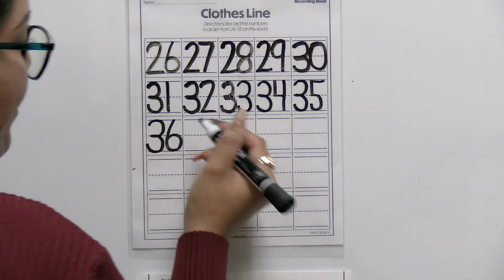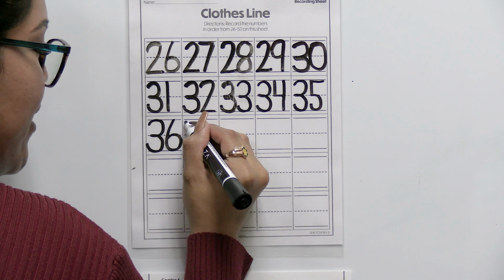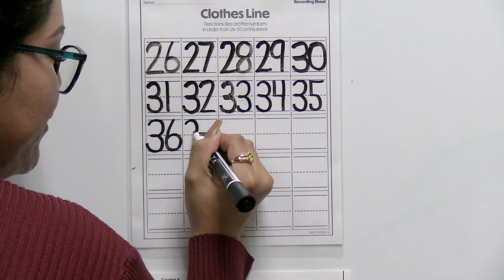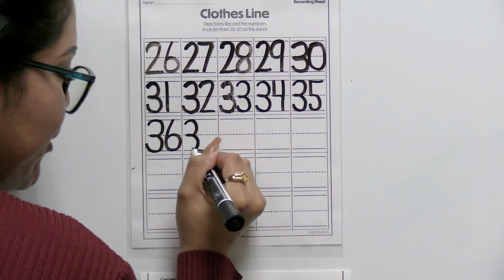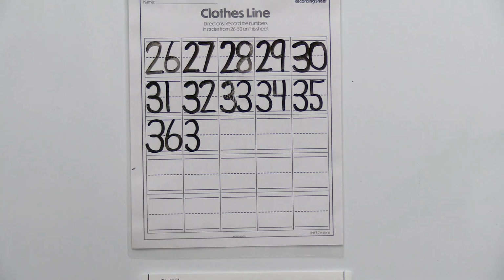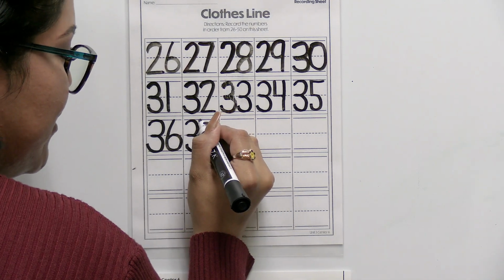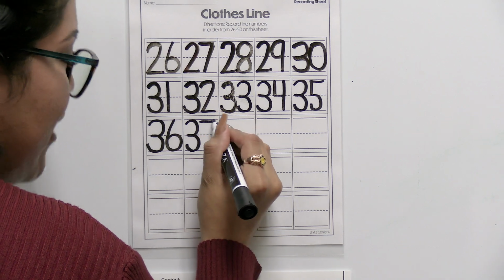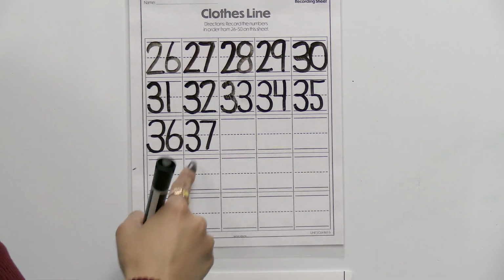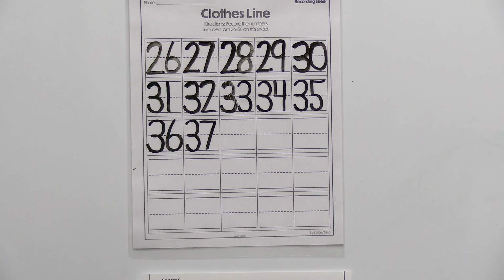Okay, now let's write number 37. Number 37, starting with the number 3. And start at the top, loop down to the middle, and then loop to the bottom. 3. Now let's write the number 7. We're going to come to the top, go across, and then go down. Let's make a number 7.